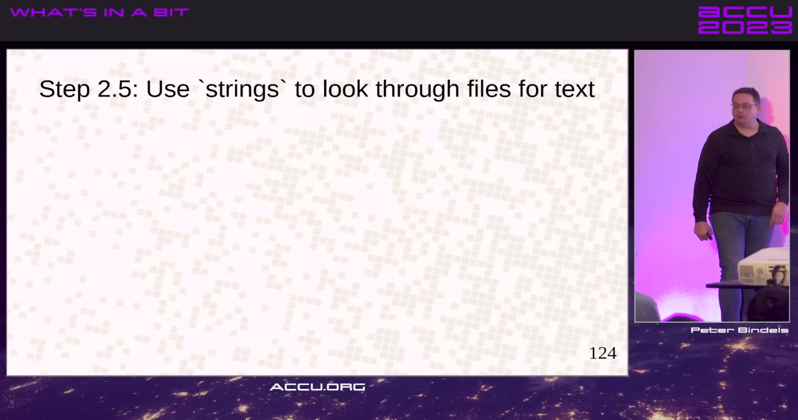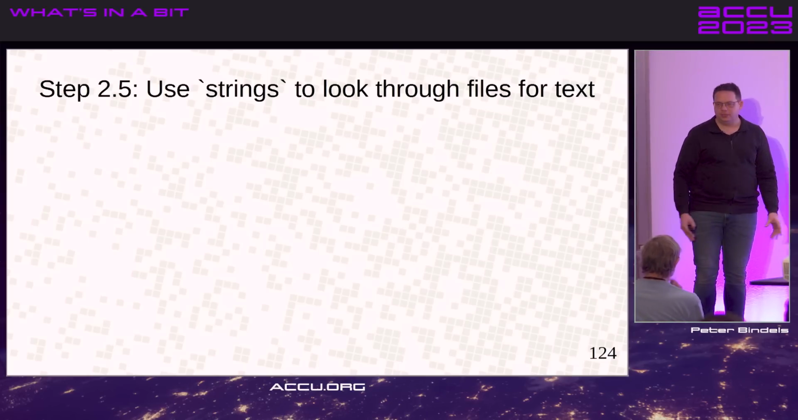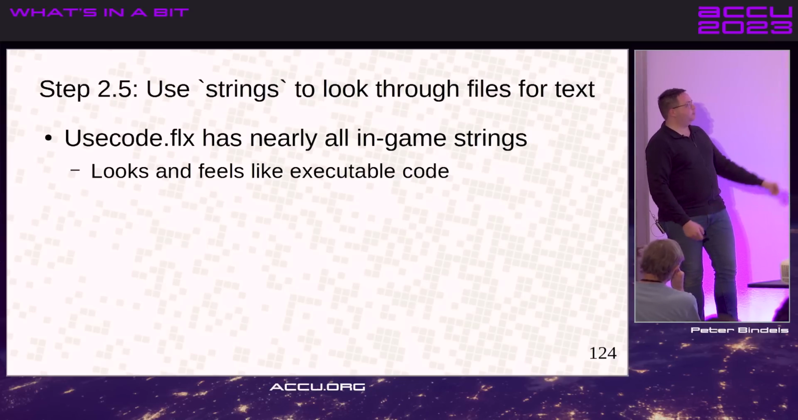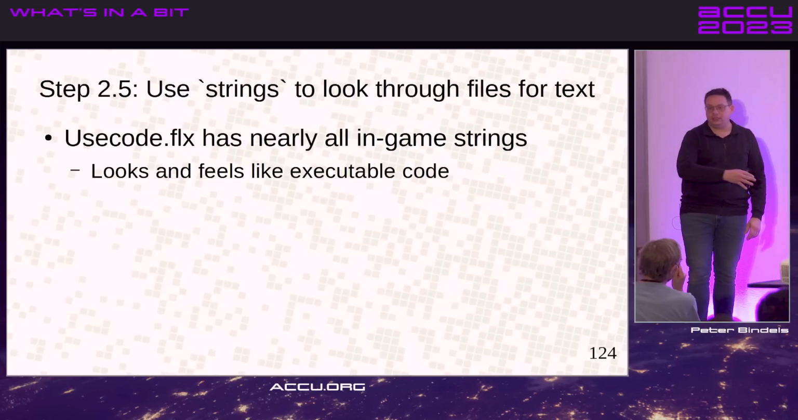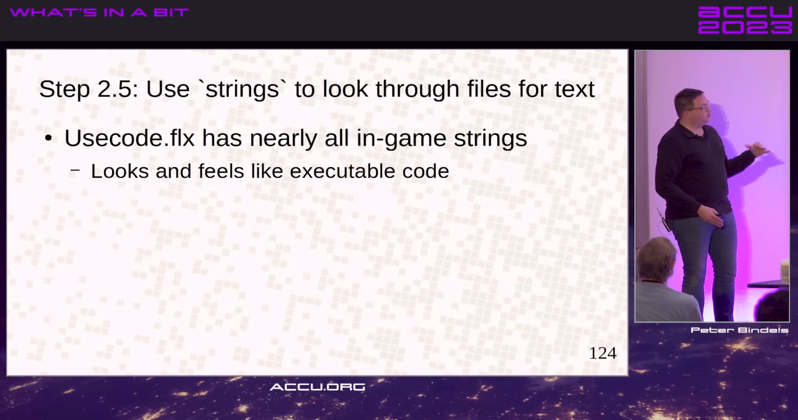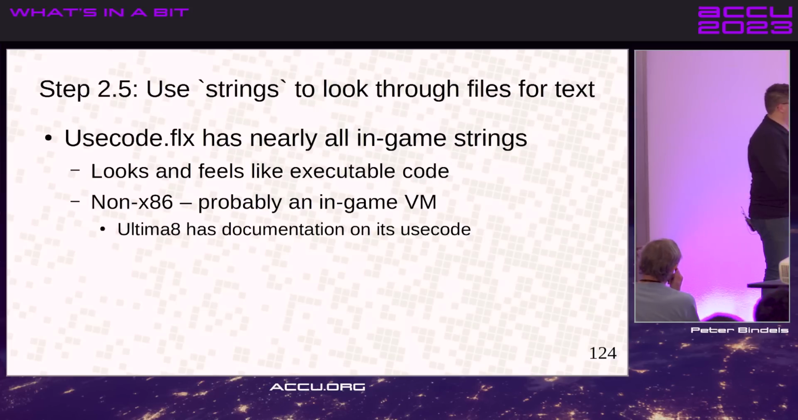Okay, step 2.5. We still have the same files, and file isn't doing it, the names aren't doing it. We'll use strings to find out what stuff is in here. And that helps for use code. It has almost all the in-game strings, all the message boxes you get, the information you're getting told, a whole lot of stuff like that. And the rest of it feels like executable code. So in terms of reverse engineering, that's going to be a hard one. But I guess we're going to have to bite the bullet at some point.